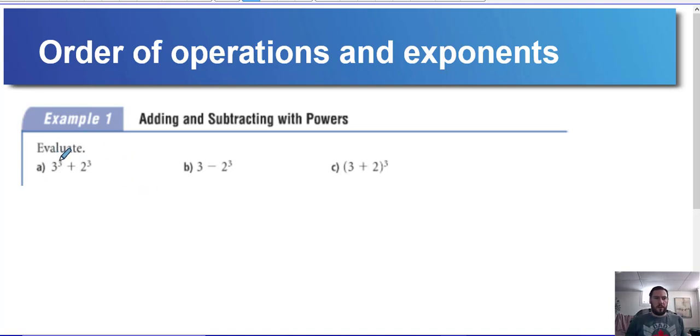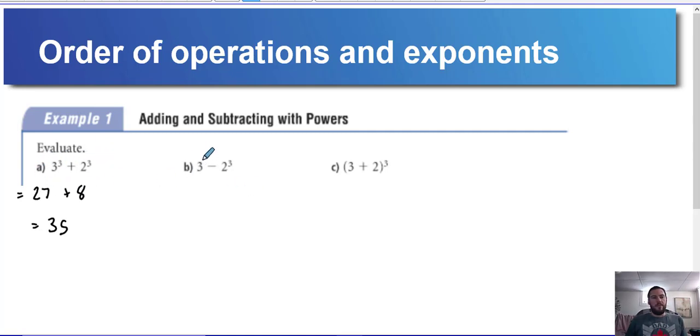So for the example, 3 to the 3, we're going to do those exponents first. So that's 27. And then 2 to the 3 is 8. And then 27 plus 8 is 35. Okay, and that's it. There's not much more that I can do with a question like that. We simply just have to make sure that we're doing all of these in the right order.